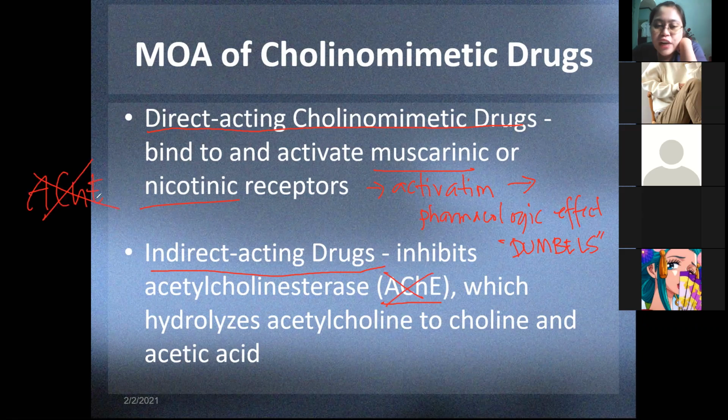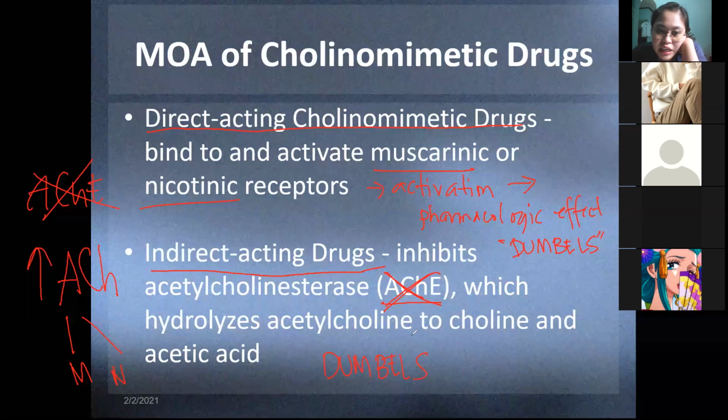Pag walay acetylcholinesterase, wala nay mo destroy kay acetylcholine. So, ang ending daghan si acetylcholine. And pag daghan na si acetylcholine, pwede siya mo bind sa iyahang receptors. So, ang effect niya is still dumbbells, pero indirect acting na sila ng mga drugs because they don't bind directly to the muscarinic and nicotinic receptors. Instead, ilahang i-inhibit si acetylcholinesterase na responsible in destroying the acetylcholine to choline and acetate or acetic acid.